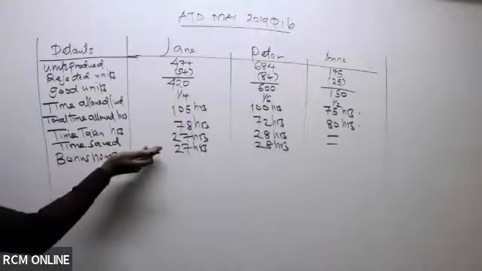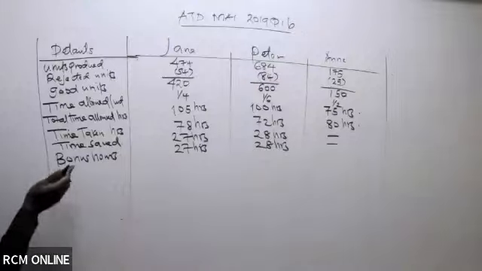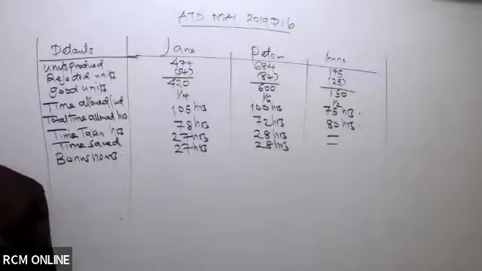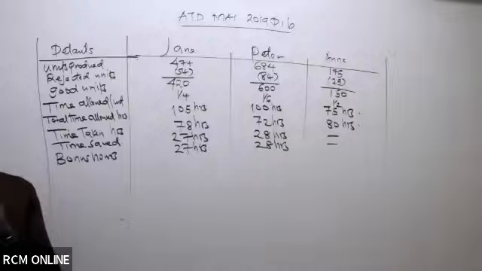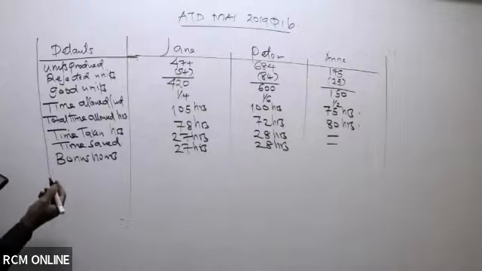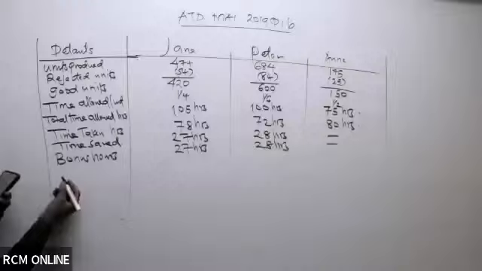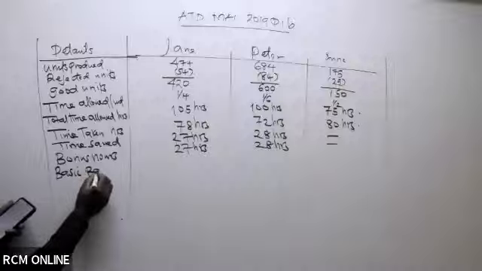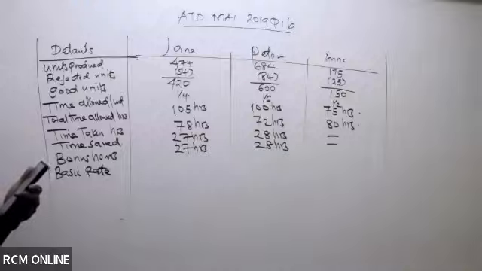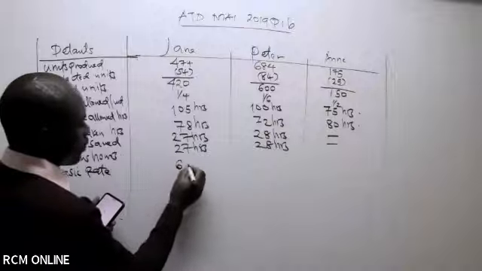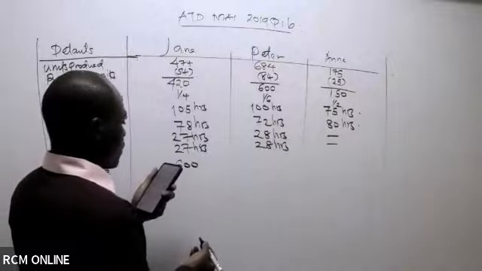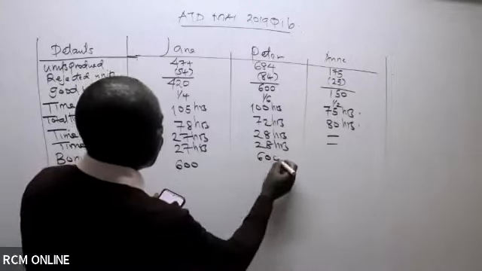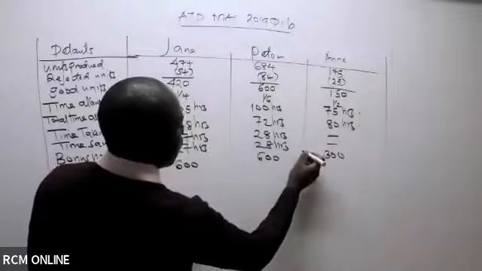Time saved has actually translated to bonus hours, because what we have seen in the question will only affect the bonus rate. Good. So we have bonus hours, and now let's go ahead. Within the question, we have the basic rate. The basic rate is given in the question as 600 shillings per hour, 600, 600, 300 shillings per hour.